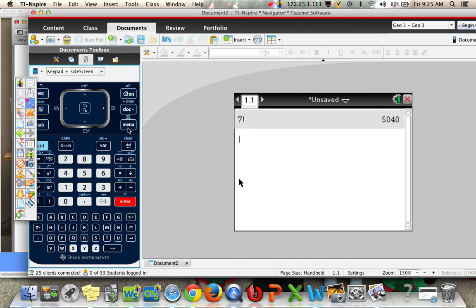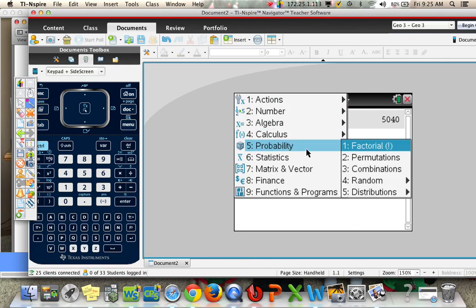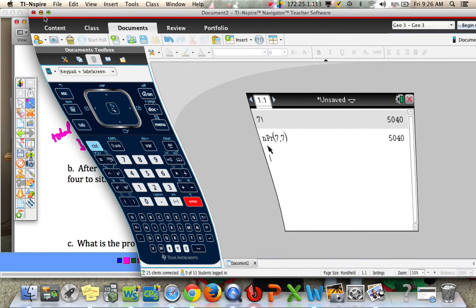So we have menu, probability, permutation. So choose that, and again, 7, you put the total number first, and then we'll put a comma, which is down here by the pi button, and then how many you're choosing out of. So 7, and we want to use all 7 people, see how many ways we can rearrange the names. And again, it's 5,040. So there's how we can figure out total number.